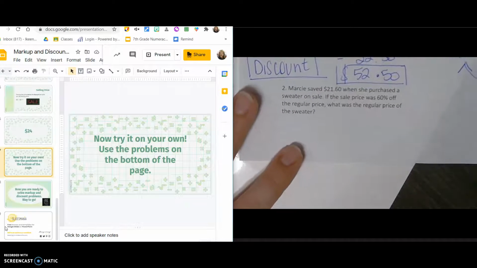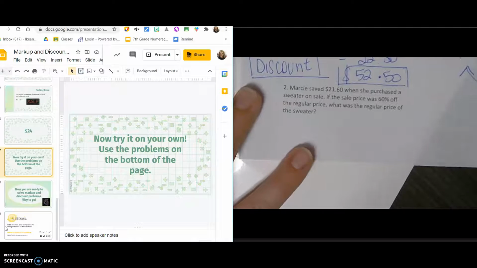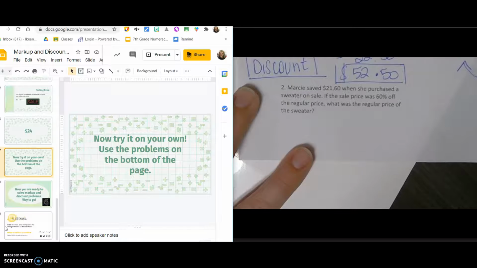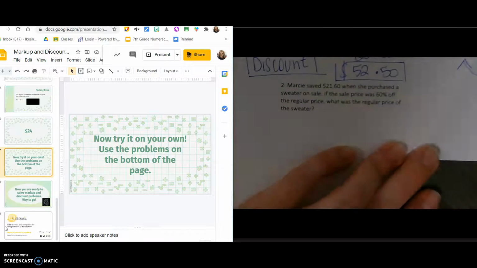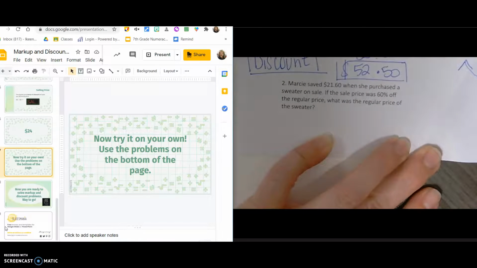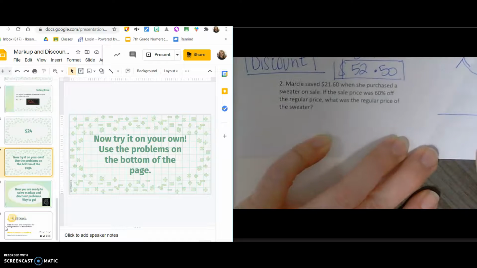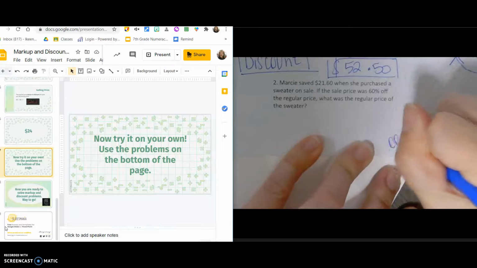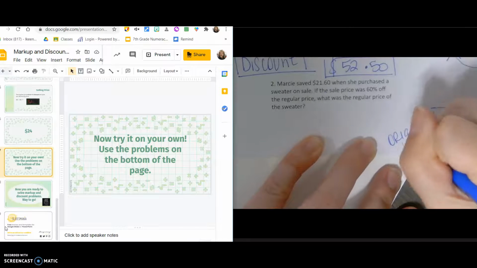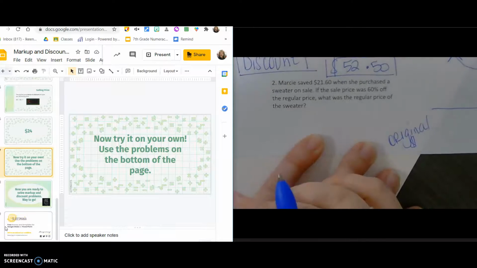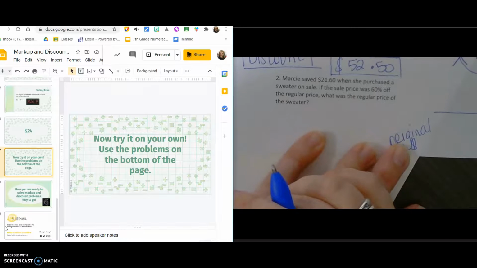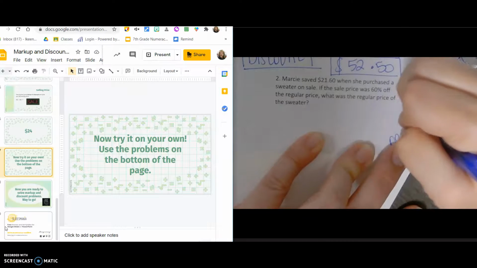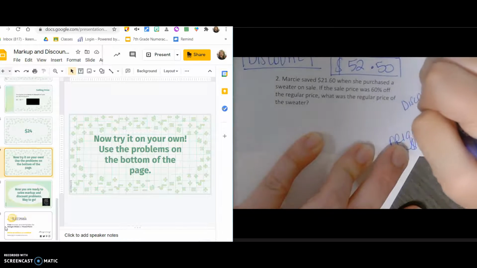Marcy saved $21.60 when she purchased a sweater on sale. If the sale price was 60% off the regular price, what was the regular price of the sweater? All right, so we're going to have to be a little bit more careful this time. They're trying to trick us. So we have percents over 100. And remember, this is my original price. I'm just going to put original with the dollar sign. You'll know what that means, original price. Okay. This is going to be the discounted price.